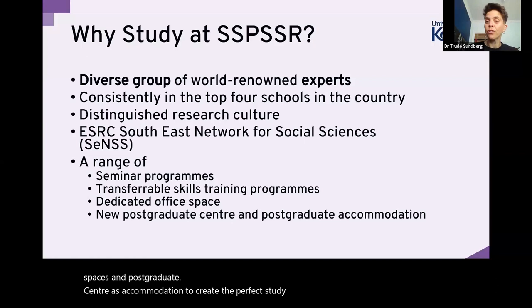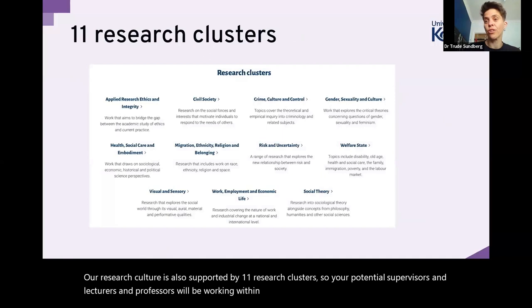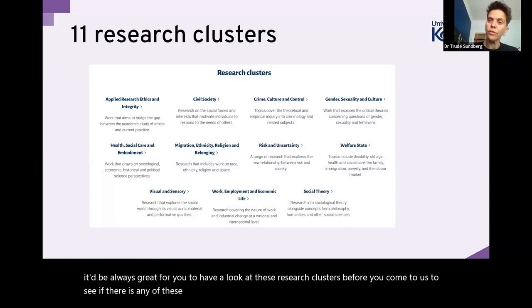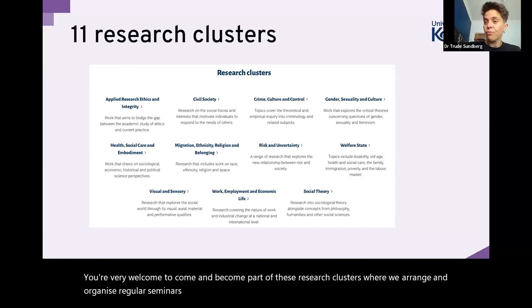Our research culture is also supported by 11 research clusters. So your potential supervisors and lecturers and professors will be working within one of these many research clusters. And I think it'd be always great for you to have a look at these research clusters before you come to us to see if there's any of these that you would like to be part of when you are at University of Kent. So as an MA student, you're very welcome to come and become part of these research clusters where we arrange and organize regular seminars, article review sessions and other events to build on and develop our own research.